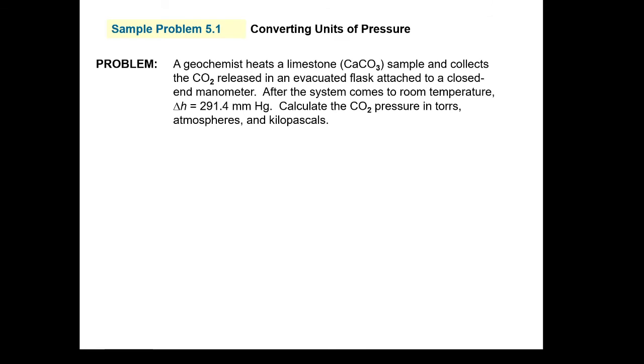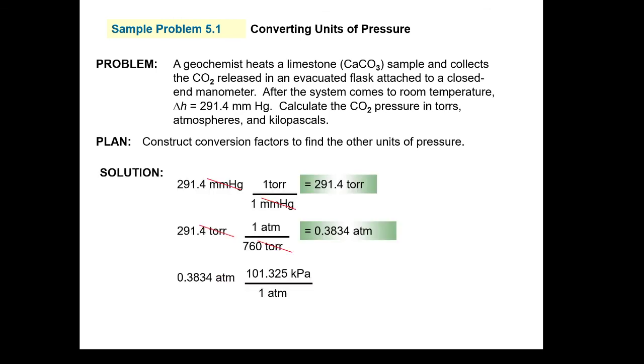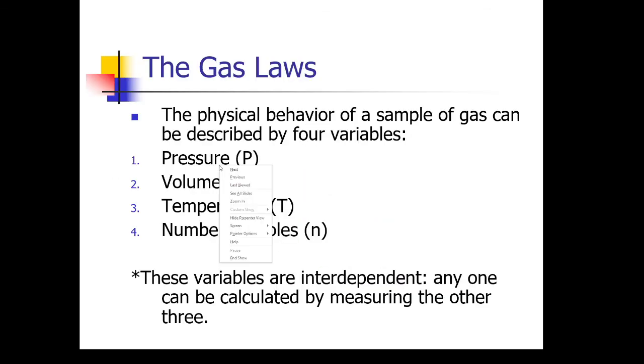Okay? So for homework, you could try sample problem 5.1. All they really want you to do is convert 291.4 millimeters of mercury to torrs, atmospheres, and kilopascals. Okay, so they just want you to do a conversion problem there. I'm not going to get into the gas laws until next class. I think I gave you enough gas. That sounded perfect, didn't it? I just gave you enough gas. I gave you enough information to start gases off. Okay, again, I don't want to overload you. Okay, so we're going to start gas laws on Tuesday.